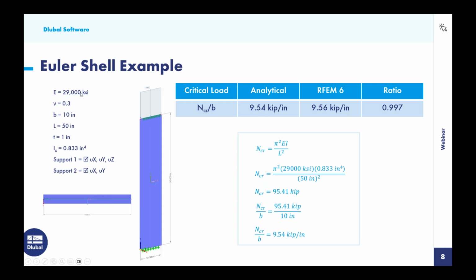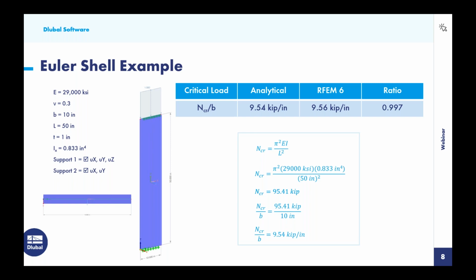We also see the material properties over here, 29,000 ksi for the modulus of elasticity. The thickness is 1 inch. And again, a very similar situation where we have pin supports at the bottom, and at the top we have a roller support that's free to deflect in the vertical direction only.